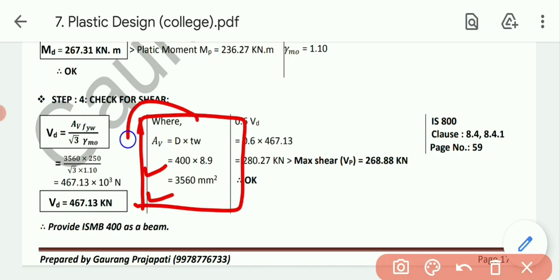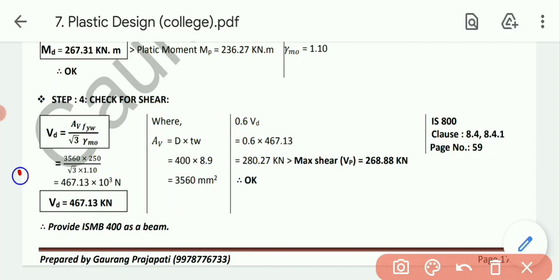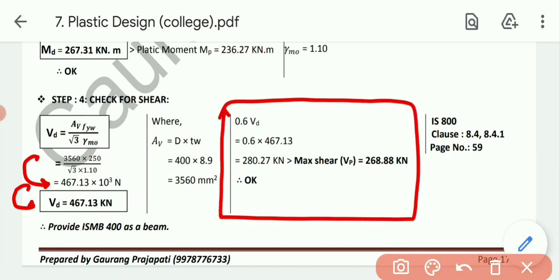Now let's put down this value of Av in this equation. Av is 3560, fy is the constant 250, divided by root 3, and gamma m0, the partial safety factor, is always taken as 1.10. By solving this we will get the value of Vd, that is 467.13 into 10 raised to 3 Newton, or 467.13 kilonewton. Now as per page number 53, we need to convert this Vd into 0.6 Vd: 0.6 into 467.13, we got 280.27.